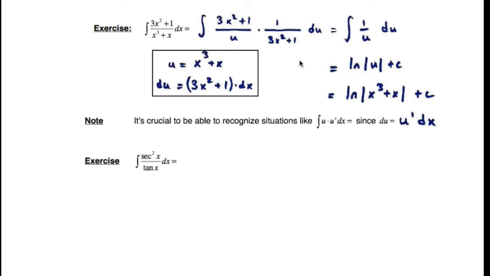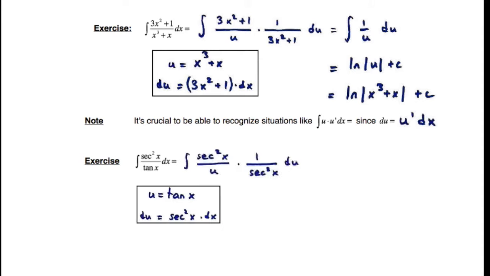In the next exercise, we see exactly that. We have tan of x at the denominator. If we set up u equal tan x, then u prime will be secant squared x, and that's a very good sign. If I make the change dx equals 1 over secant squared x du, these two cancel out, and the answer is ln of |tan x| plus c.